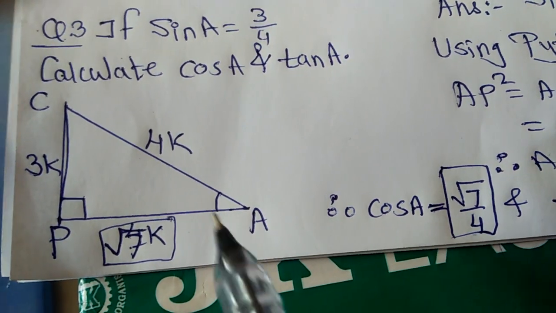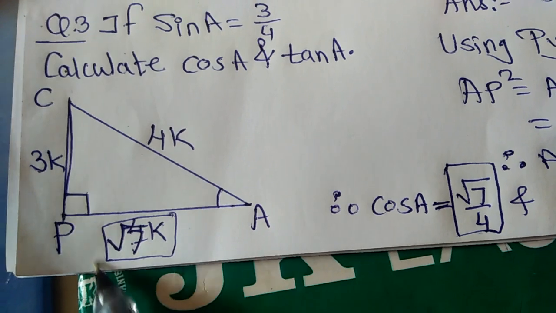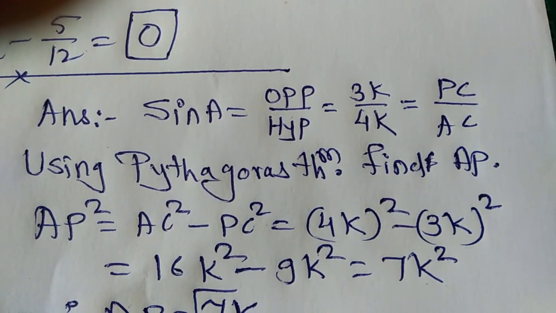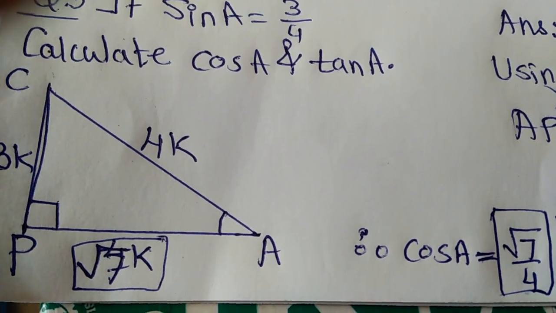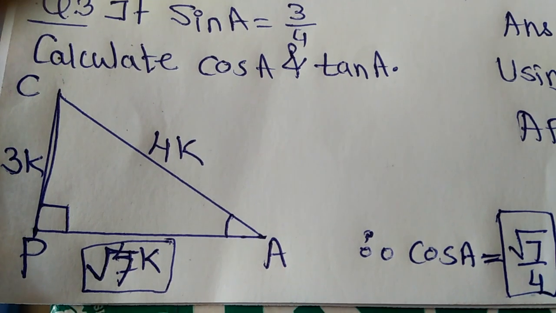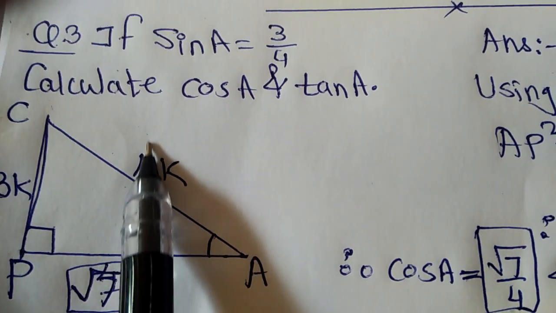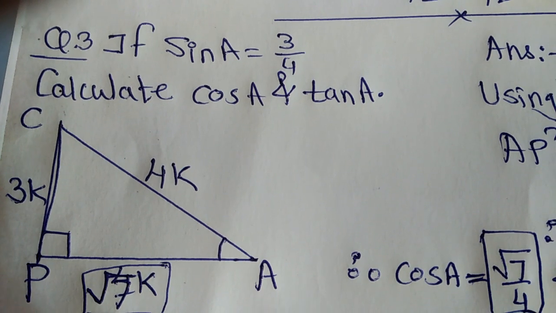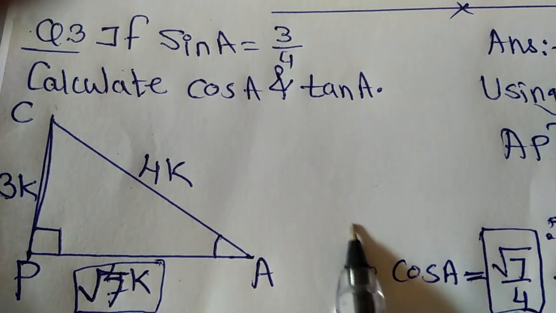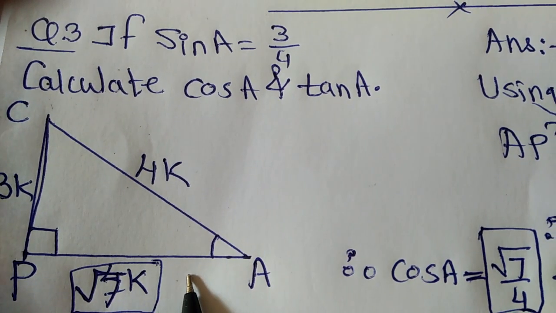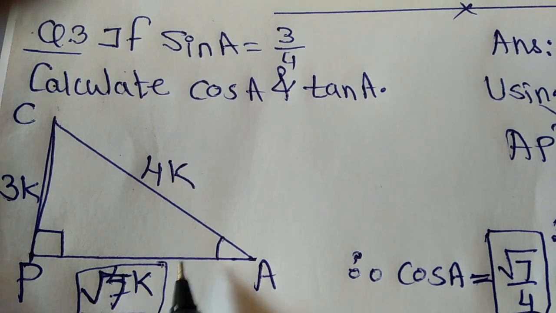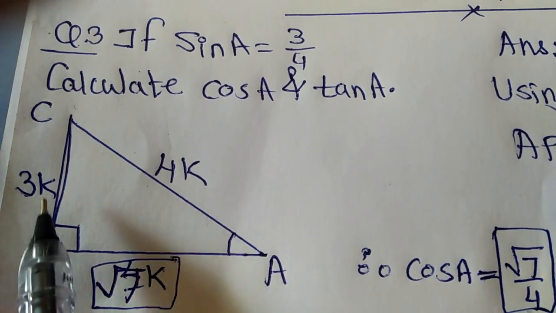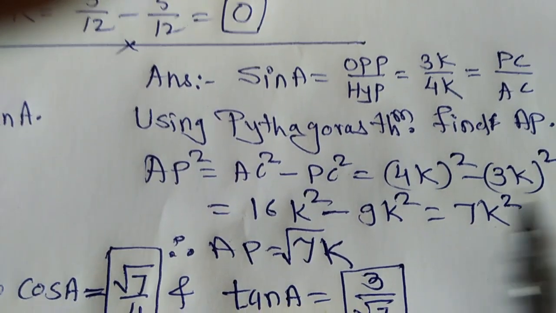Okay. Now we find the third side AP using Pythagoras. The Pythagoras theorem tells us that AP square is AC square minus PC square. AP you have to find. Like in question number 2, AC square is equal to PC square plus AP square. But you want AP square. Therefore, AC square minus CP square is equal to AP square. That is written here. Put the value.